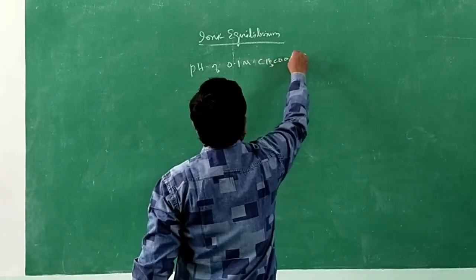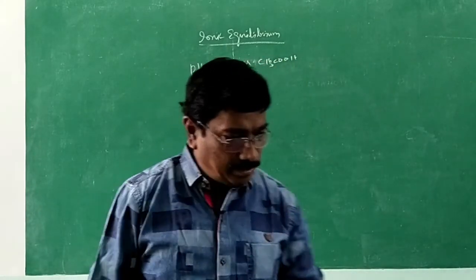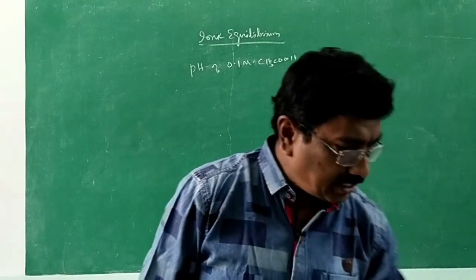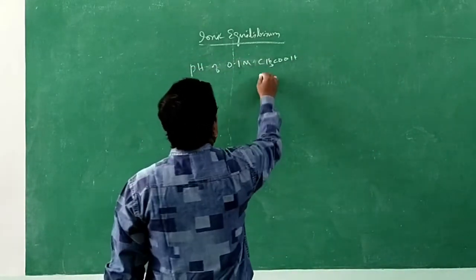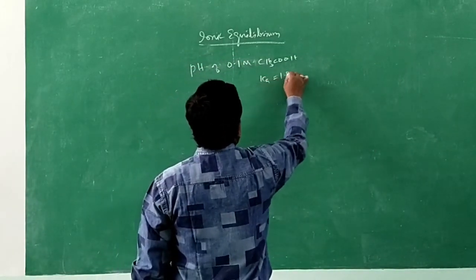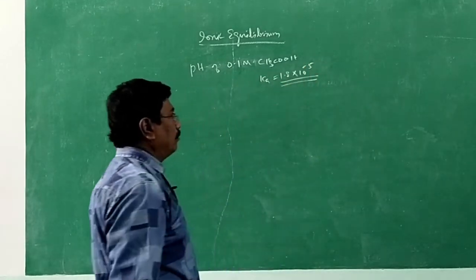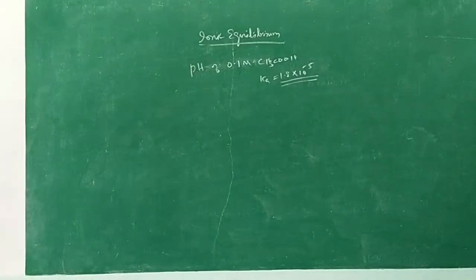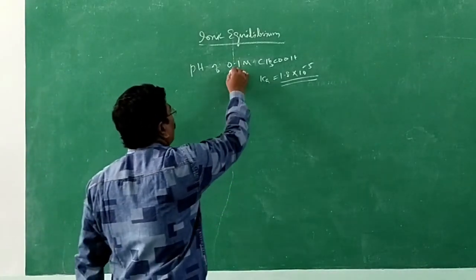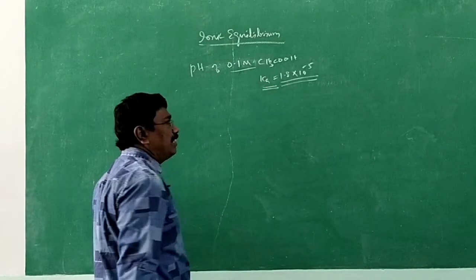It is a weak acid, therefore one more data we need. The dissociation constant of acetic acid is 1.8 × 10 power minus 5. Usually this is the value, and for that you should know the logarithmic value. So Ka is equal to 1.8 × 10 power minus 5. They have given two data: apart from the concentration, the Ka value is also given. Only then can we do the sum.